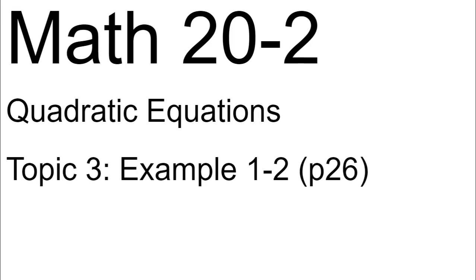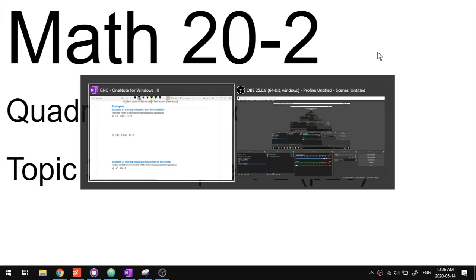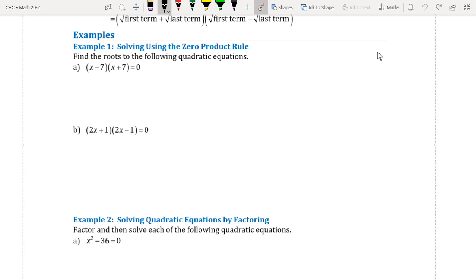This is Math 20-2 Quadratic Equations, Topic 3, Example 1 and 2 on page 26 in your workbooks. So in Example 1, we are asked to find the roots to the following quadratic equations using the zero product rule. So what we're going to do is pull out each one of these binomials. In this expression, we're multiplying two binomials. We're going to pull out each one of these binomials and set it to 0.